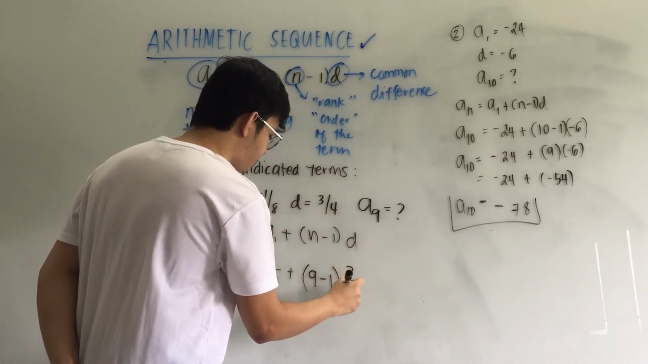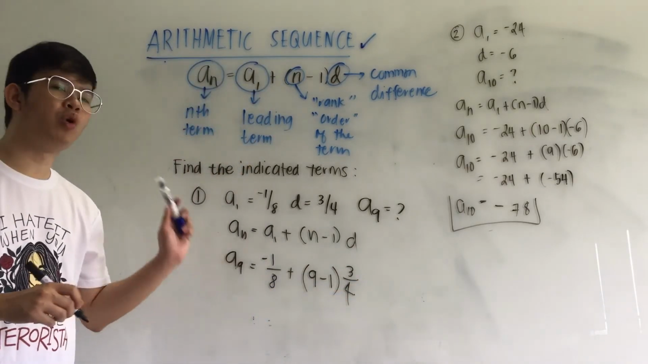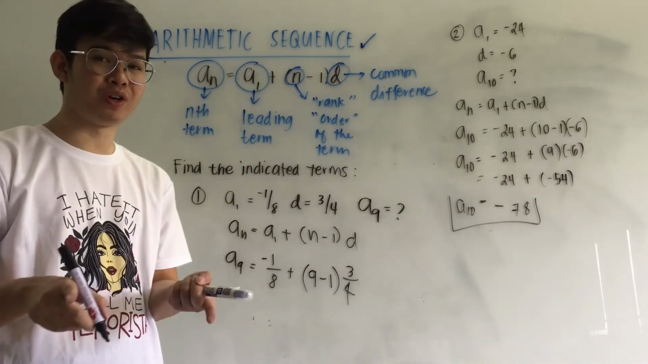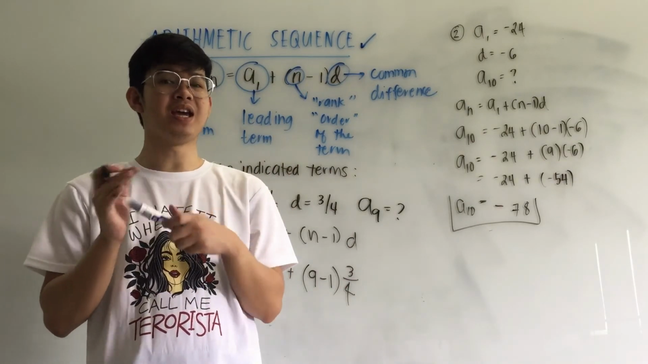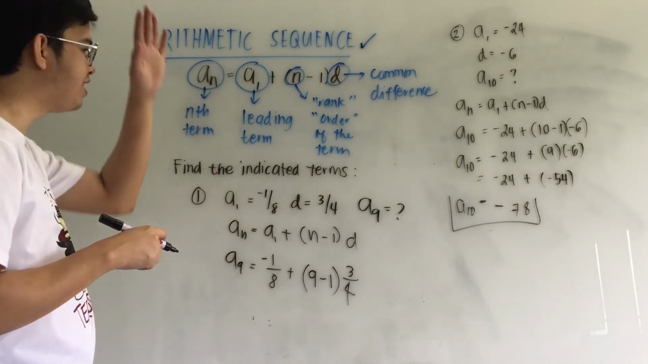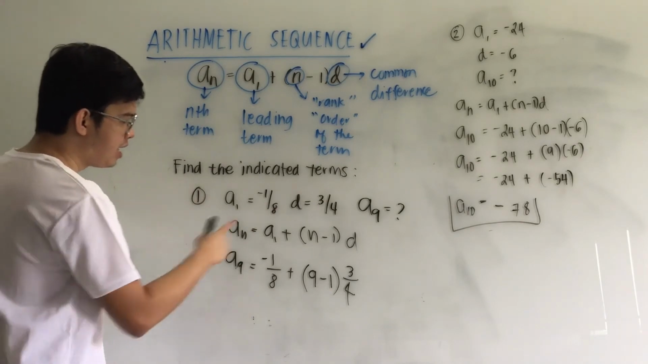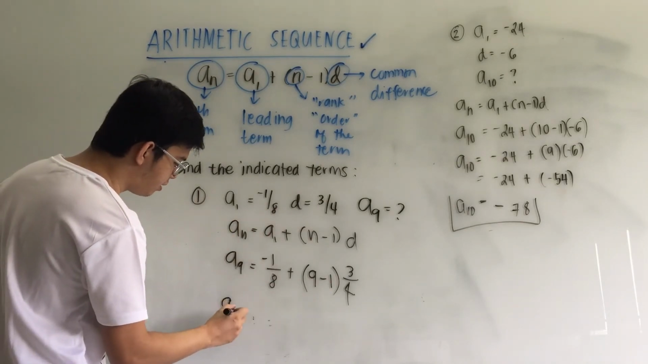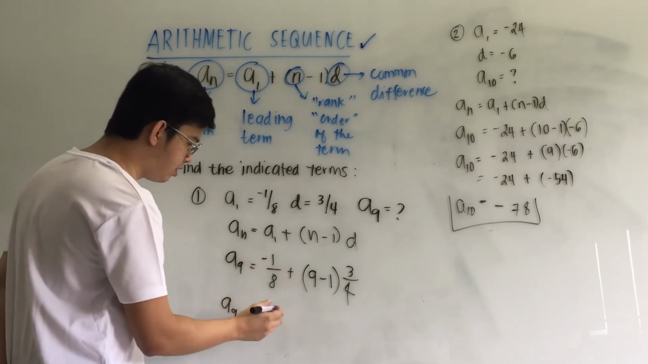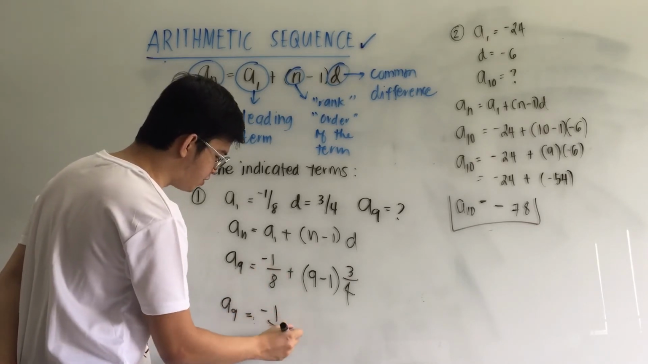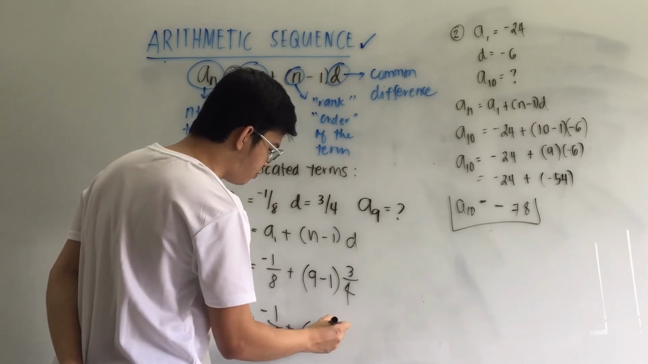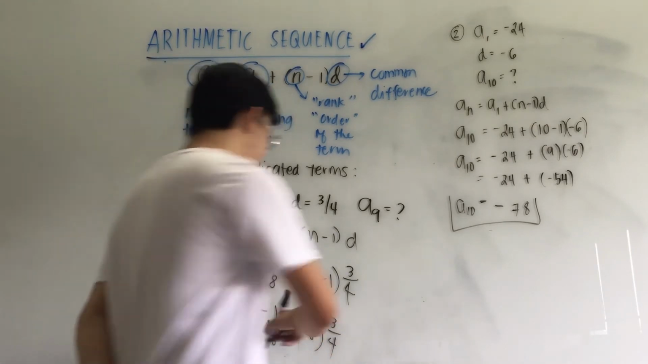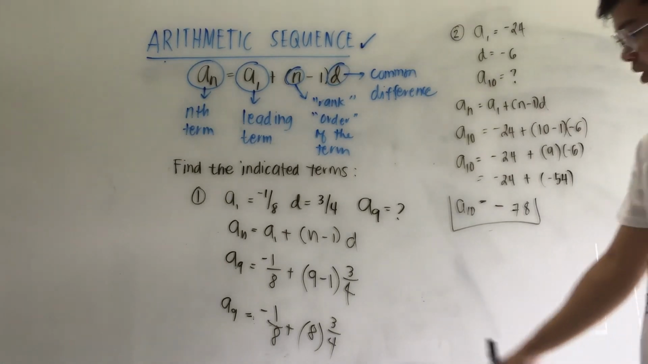Sir, is n always positive? Yes, of course. Your n should always be positive because of the definition of a sequence, okay? It should always be positive because we don't have any negative ranking, okay? Therefore, this becomes a sub n, and this becomes negative 1/8 plus 9 minus 1, which is actually 8, times 3/4. Do you get how we arrive at 8?